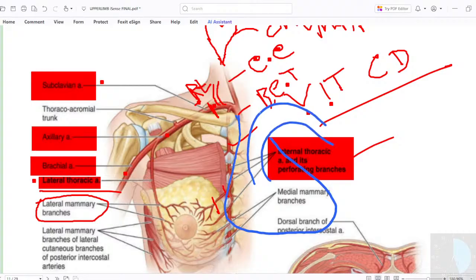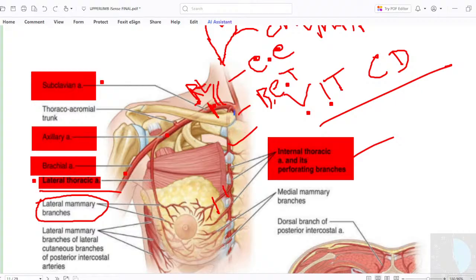From here we are getting the brachiocephalic trunk. Then the brachiocephalic trunk is dividing into two: one is the common carotid, and another is the subclavian. Very simple. This is the right side. So from the brachiocephalic trunk, right common carotid and right subclavian.